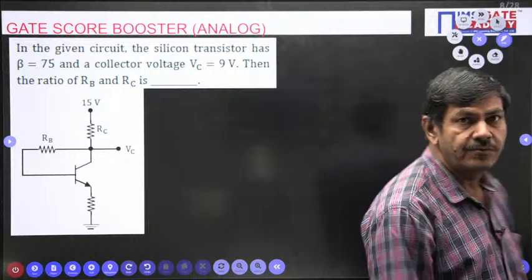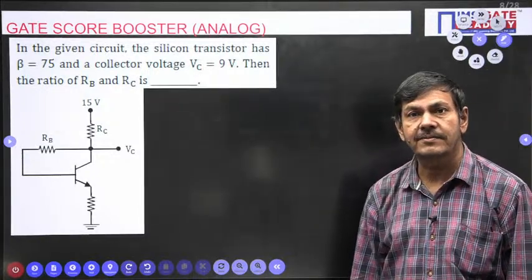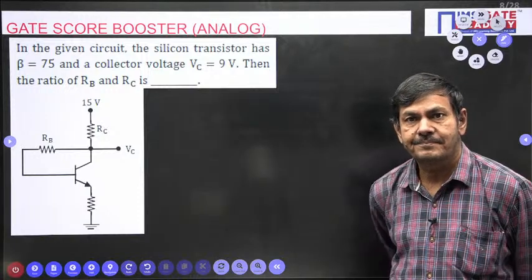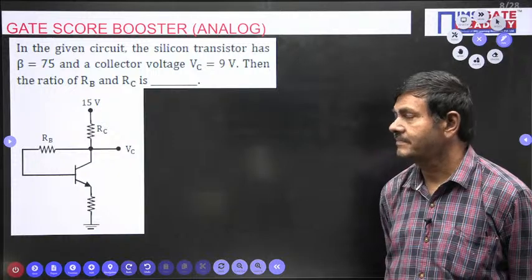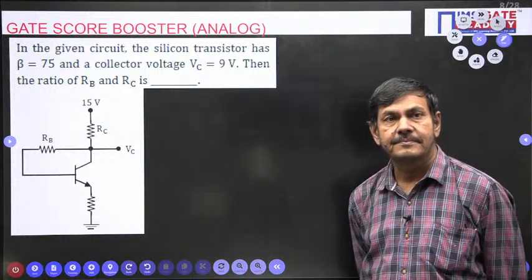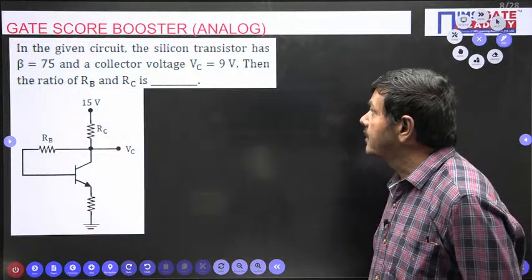Is asking to find RB by RC. Can I get the answer for this question without my help? But I want to wait for some time. What is given in the problem?